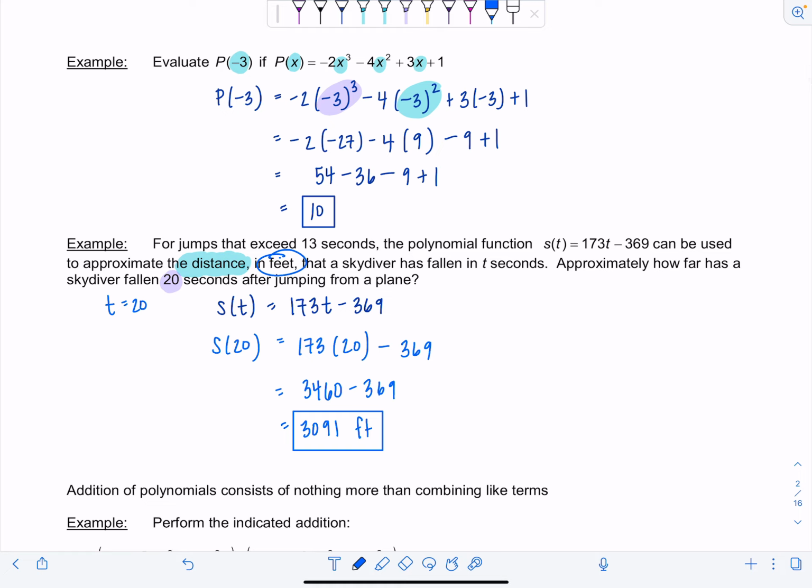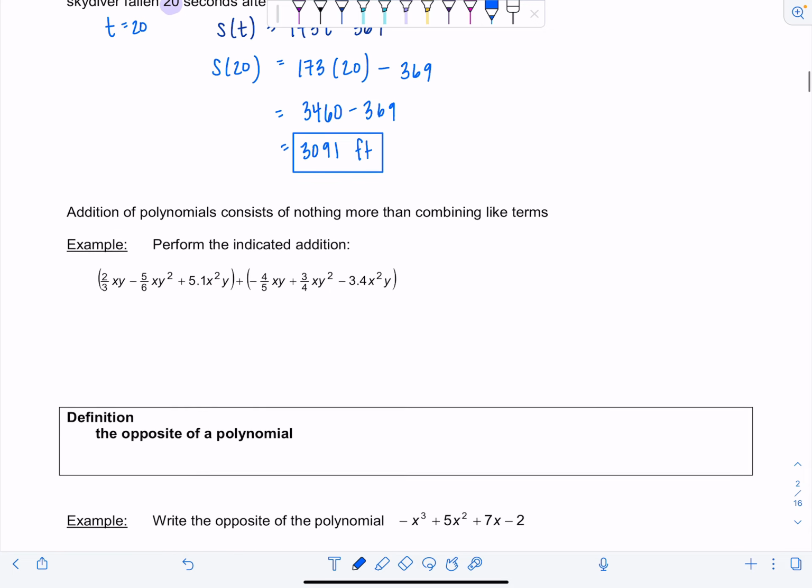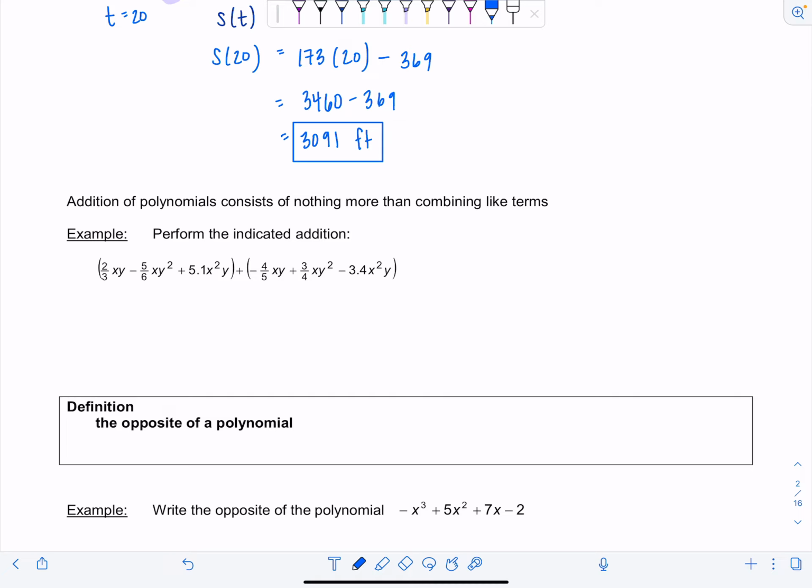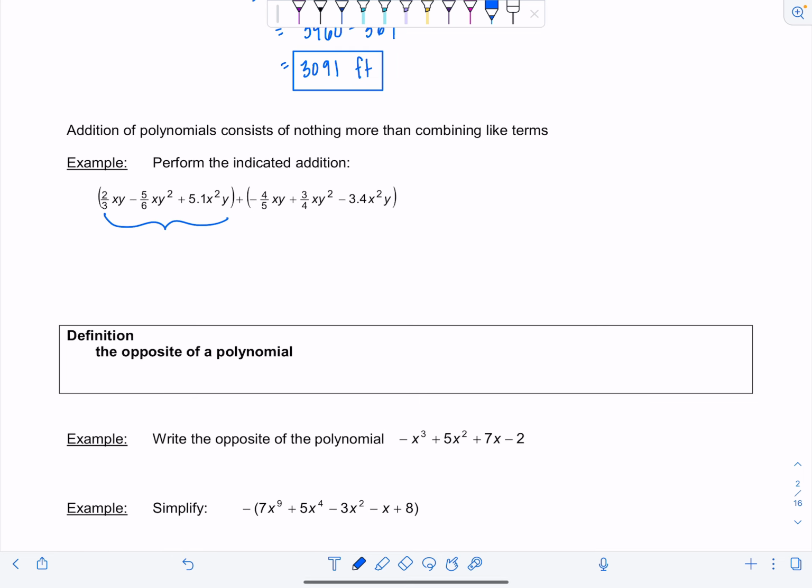All right, very nice. Now, we're going to move on to adding polynomials. Just keep in mind, when you're adding polynomials, it's exactly the same thing that we did previously when we were combining like terms, okay? So here we have an example. Perform the indicated addition. So we've got two polynomials added together. Here's polynomial 1, here's polynomial 2, and really you can just pretend those parentheses aren't there and just start combining your like terms.